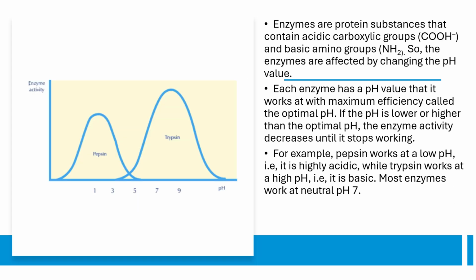Enzymes are protein substances that contain acidic carboxylic groups and basic amino groups, so the enzymes are affected by changing the pH value. Each enzyme has a pH value at which it works with maximum efficiency, called the optimum pH. If the pH is lower or higher than the optimal pH, the enzyme activity decreases until it stops working. For example, pepsin works at low pH, that is, it is highly acidic, while trypsin works at high pH, that is, it is basic. Most enzymes work at neutral pH 7.